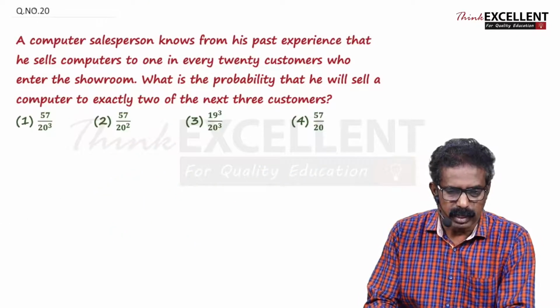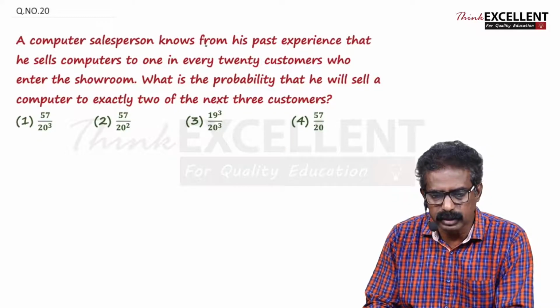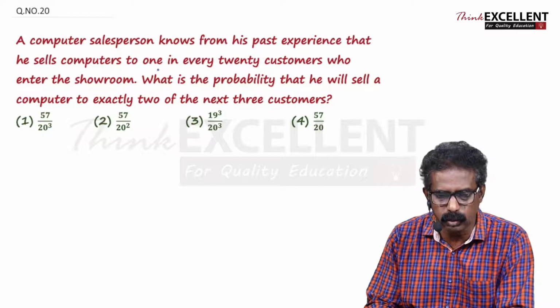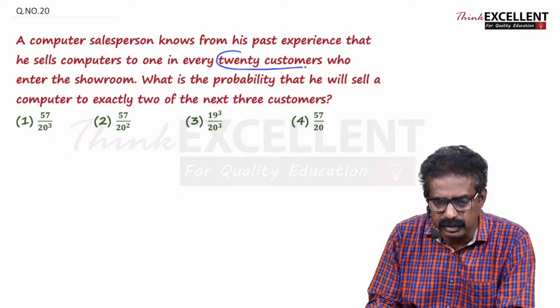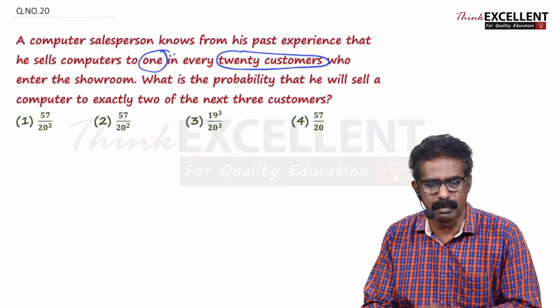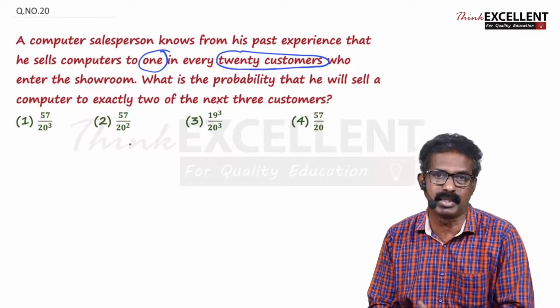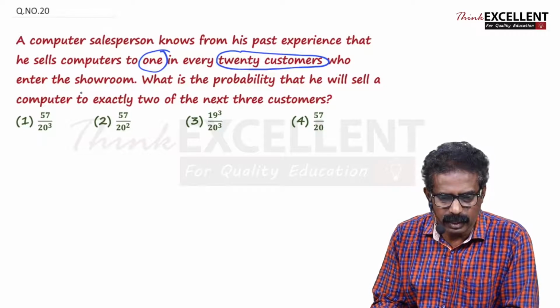Now let's move on to the last question. Question number 20. A computer salesperson knows from his past experience that he sells computers to 1 in every 20 customers. If 20 customers he attends, 1 person will buy the computer. So the chance of selling a computer is 1 by 20. If 22 customers come, 1 person buys, who enters the showroom? What is the probability that he will sell the computer?